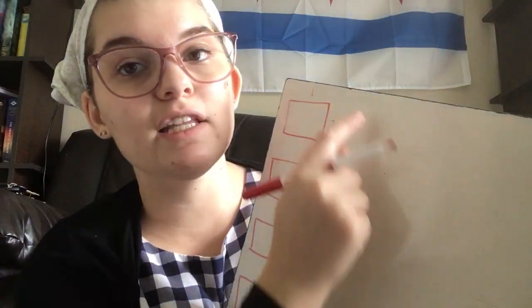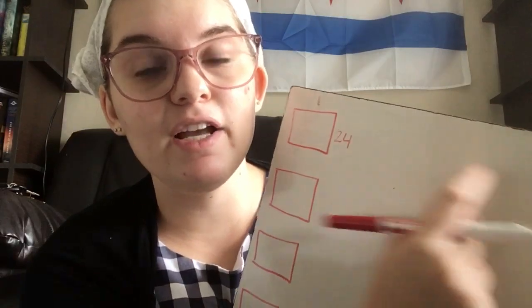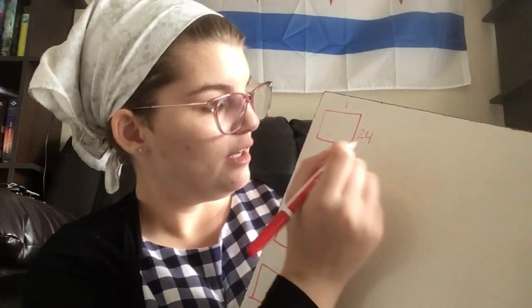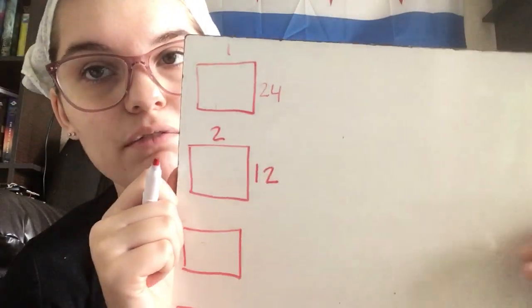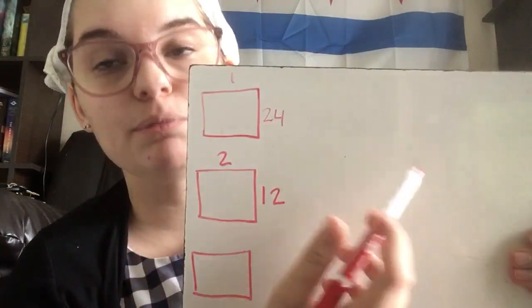So what we're going to do is find our factors of 24. Any factors of 24, okay? And we're going to list those. So factors of 24 would be 1 and 24. If I were to multiply the length and the width to get my area, it would equal 24. Two other factors would be 2 and 12, right? So 2 times 12 would be 24.